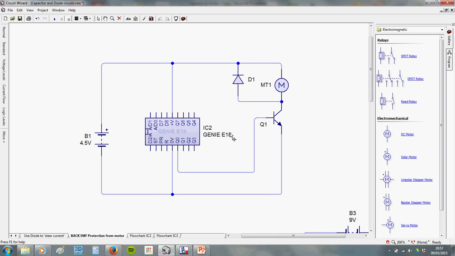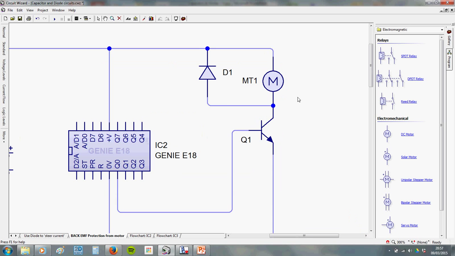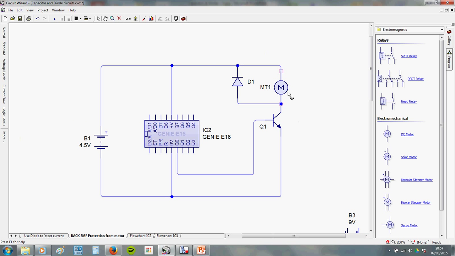Right, this stands for back electromotive force. It's actually nothing very crazy. It's quite easy to understand if you have a basic grasp of physics.